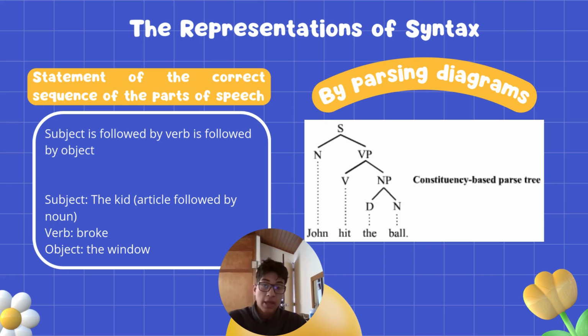The other category is parsing diagrams. In this way, we can see how the sentence is organized, like in a diagram. It's separated by units. So we have the noun, the verb, the article, and the noun, like in the example, John hit the ball. In this way, we can see how all the units of the sentence can combine together and create a meaning.